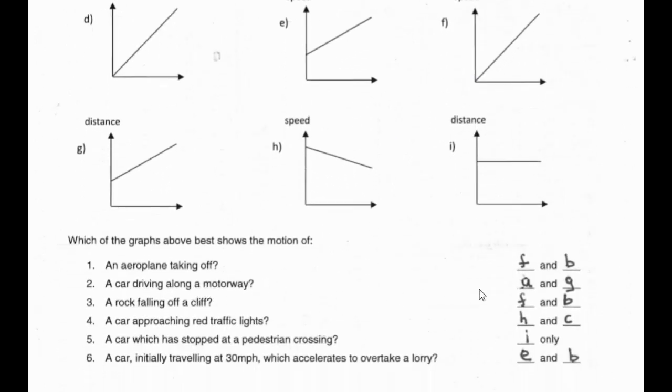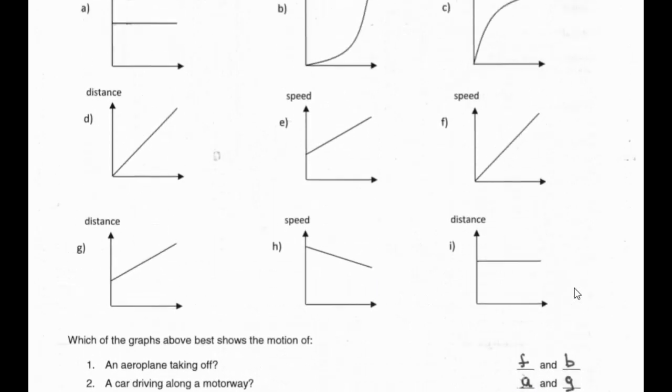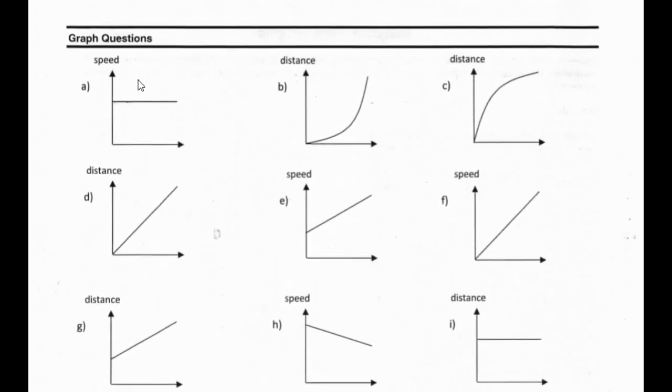A car driving along a motorway, A and G. Why is it A and G? A shows a speed time graph, and it shows a constant speed. A flat line on a speed time graph is a constant, positive, non-zero speed. The car is just happily travelling along at a given speed, 60 miles per hour, say.